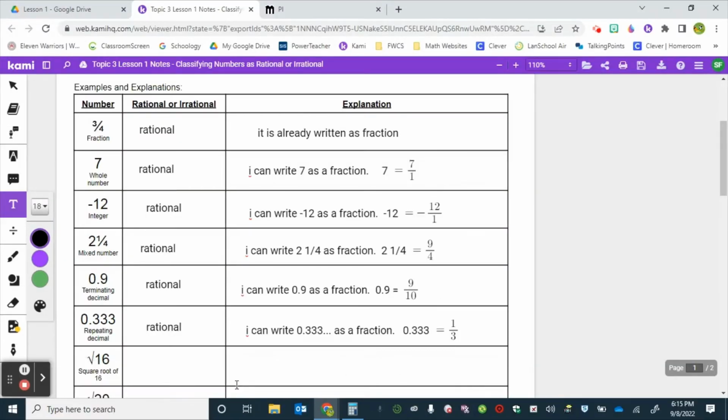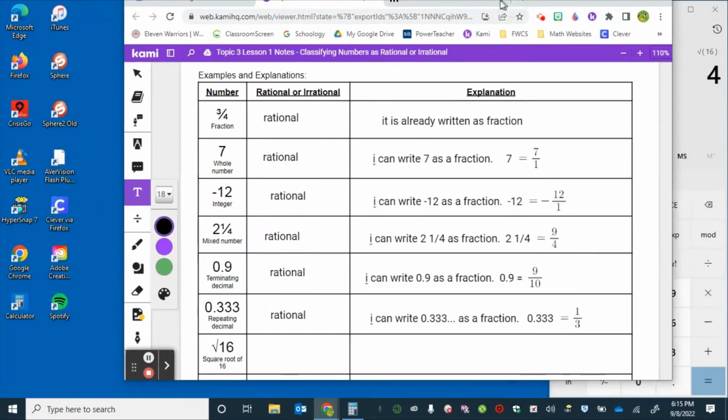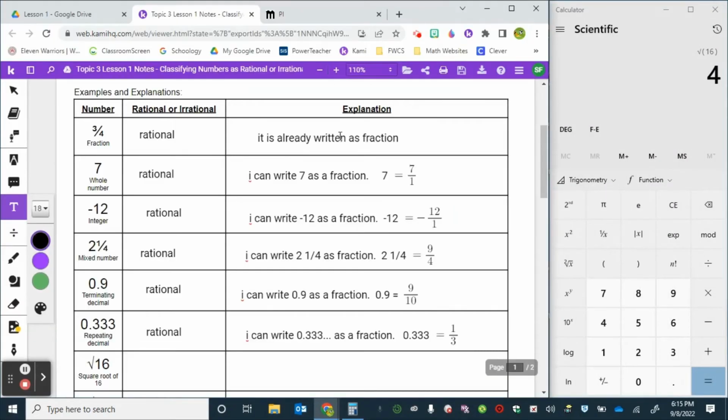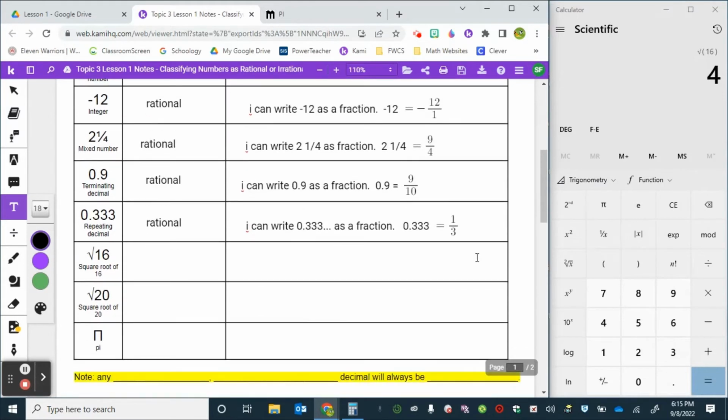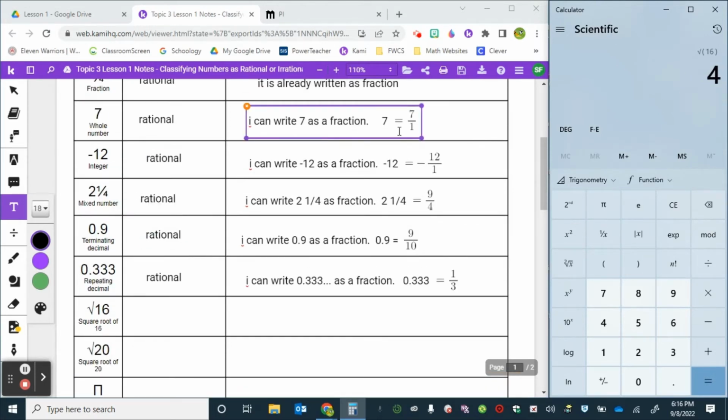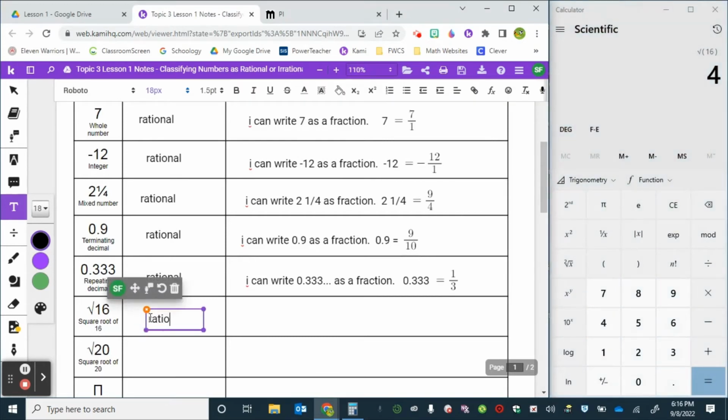If we look at the square root of 16, I'm going to break out my calculator here for this one. If we look at the square root of 16, we take the square root of it on our calculator, and that gives me an answer of 4. And that is a whole number. And up here, we said that all whole numbers can be rewritten as fractions. So that makes the square root of 16 a rational number as well. Now, all square roots are not going to be rational, but there are some.